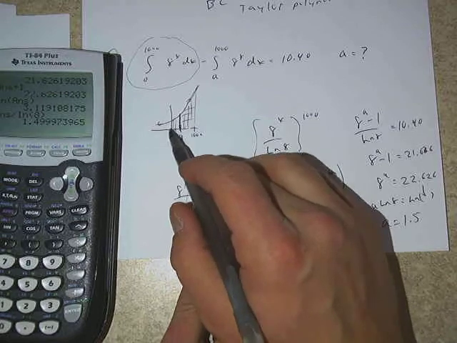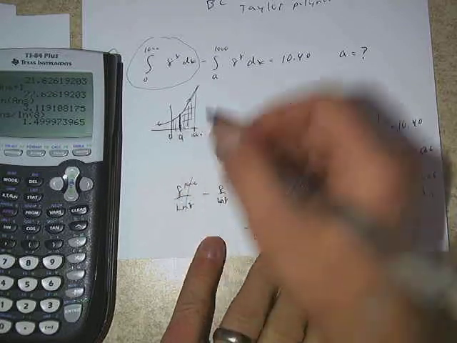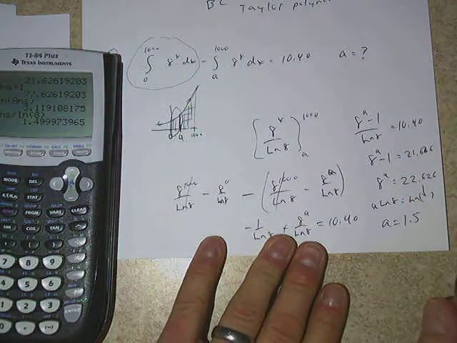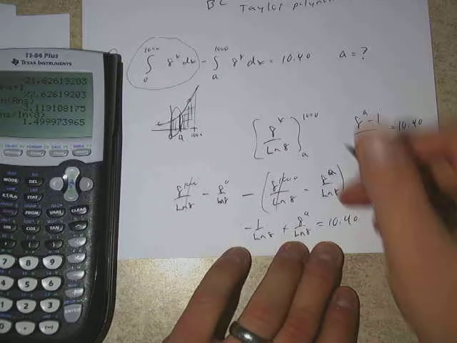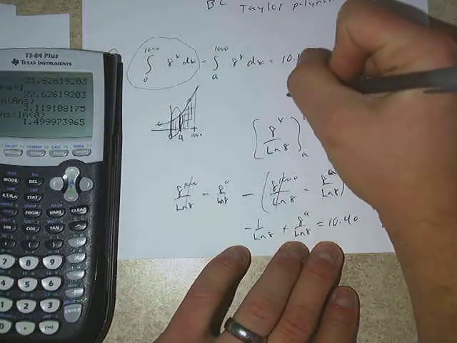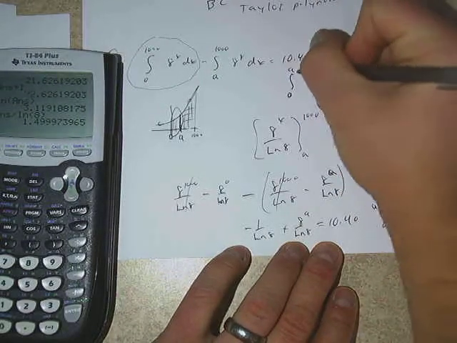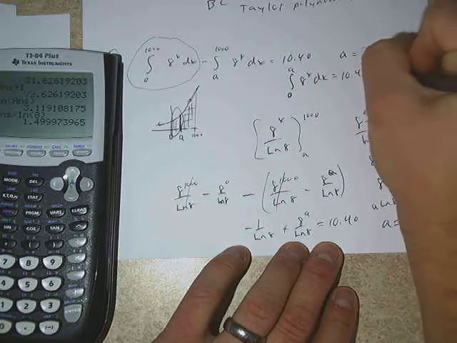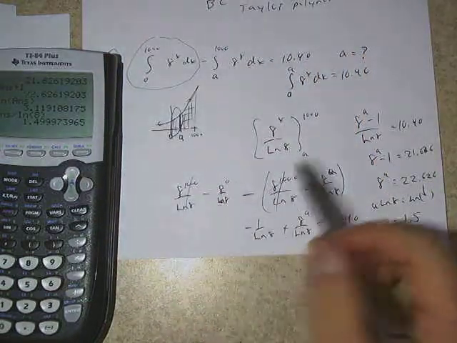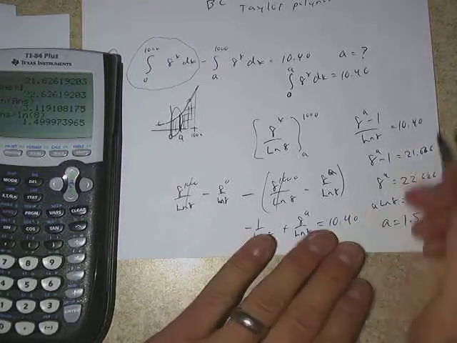1.499999, which ultimately corresponds to letter B, 1.5. Ian? Could you just take the integral from 0 to a of 8 to the x and equal it to 10.4? Well, ultimately, yeah.